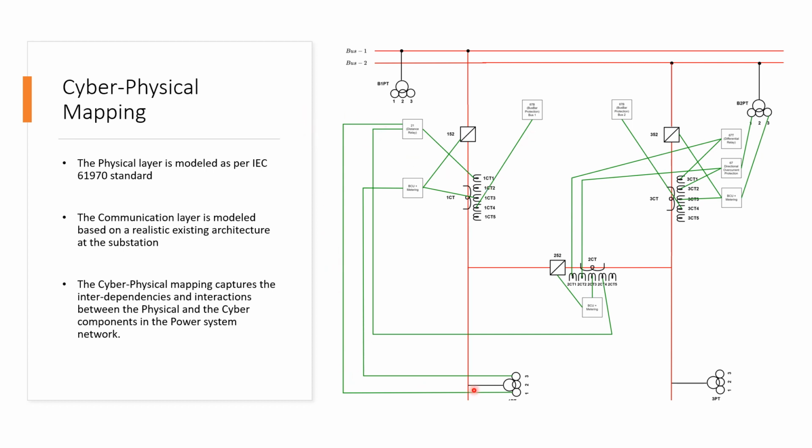So in our model, the physical layer is modeled based on a standard representation which is followed worldwide, which is IEC 61970 for the exchange of power system network data. The communication layer is modeled based on a realistic existing architecture which is present at the substation, and the cyber physical mapping captures their interdependencies in the network, and the overall cyber physical layer is modeled as a graph.